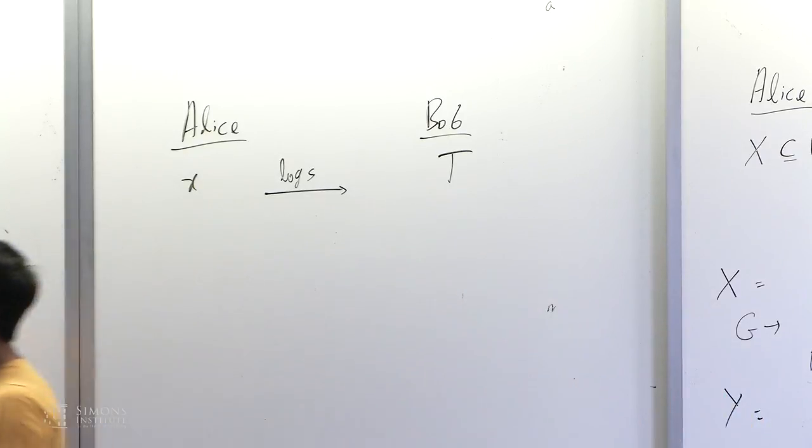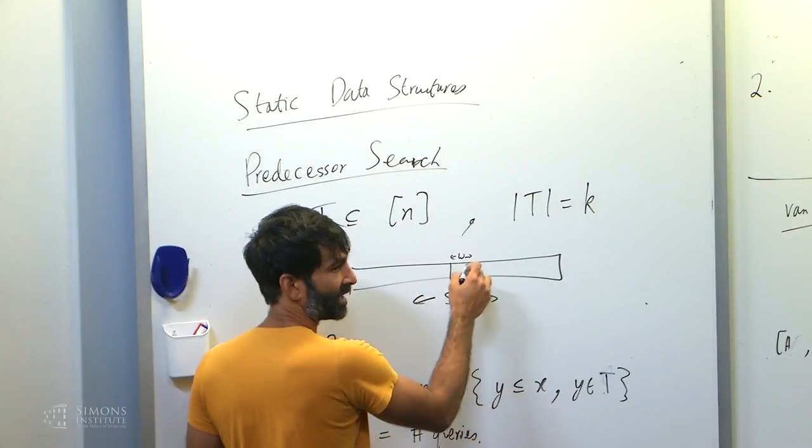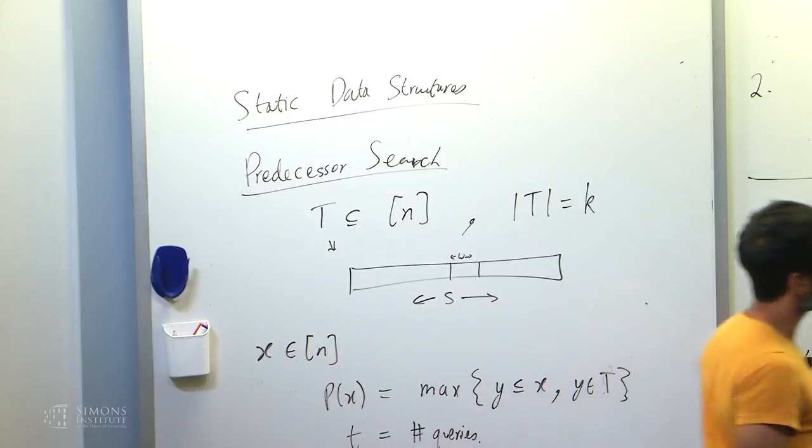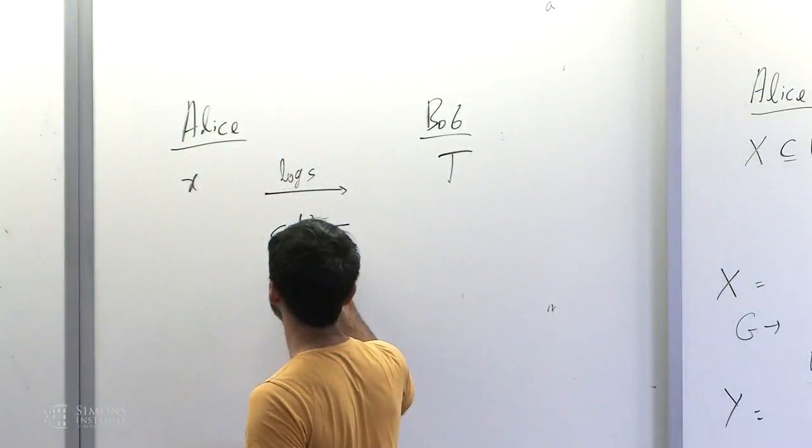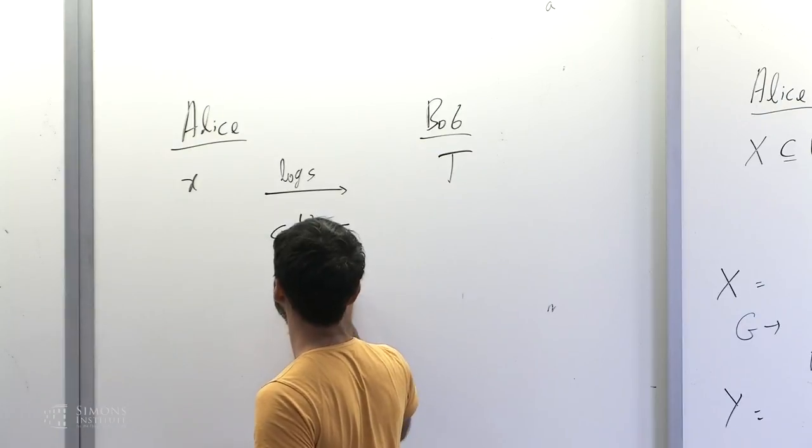So she'll send log s bits, and that will tell Bob that Alice is looking up this location. And Bob will respond with w bits that say what the contents of that cell are, what the contents of that array location are. And that's it. So they just repeat this t times.